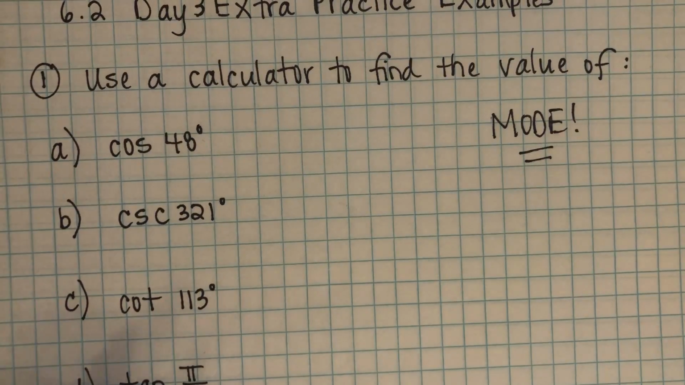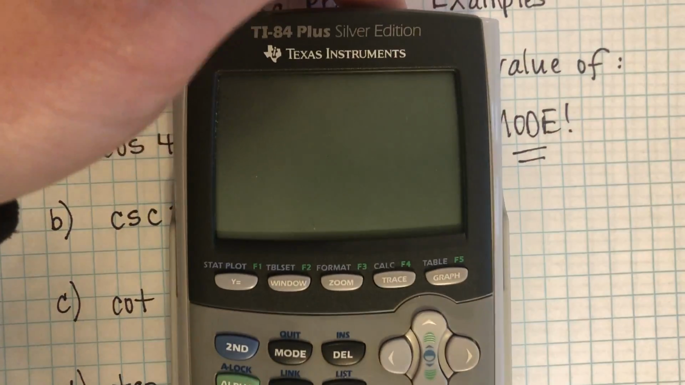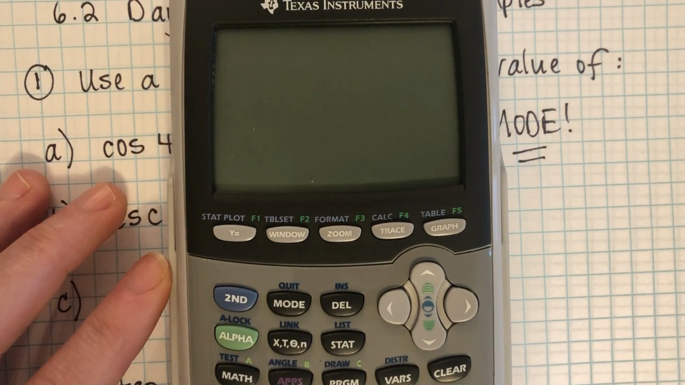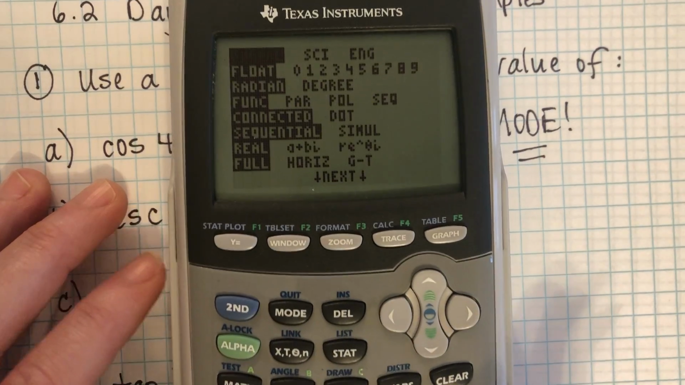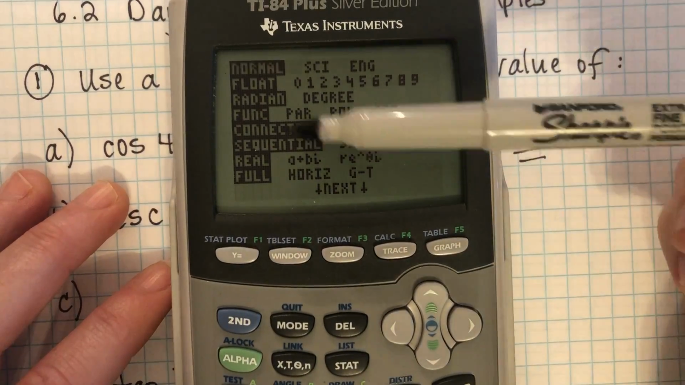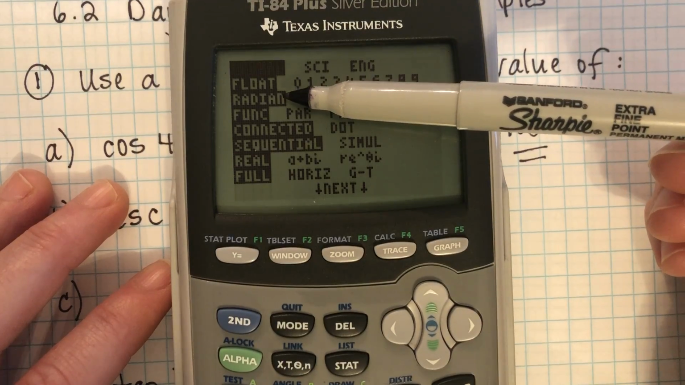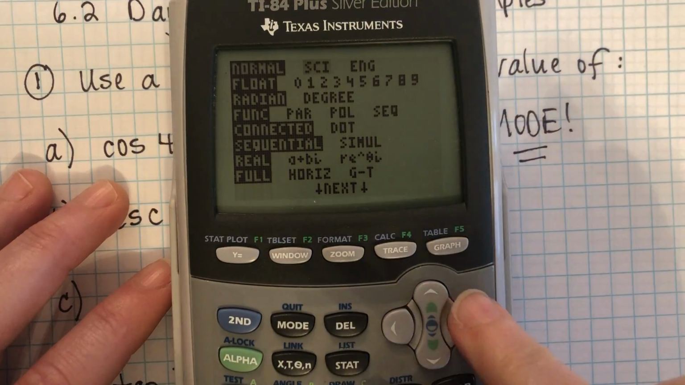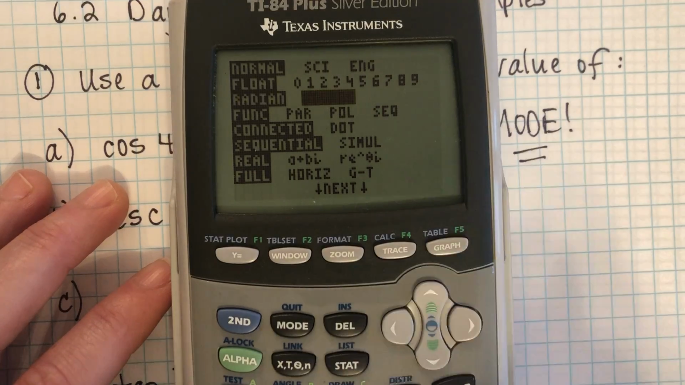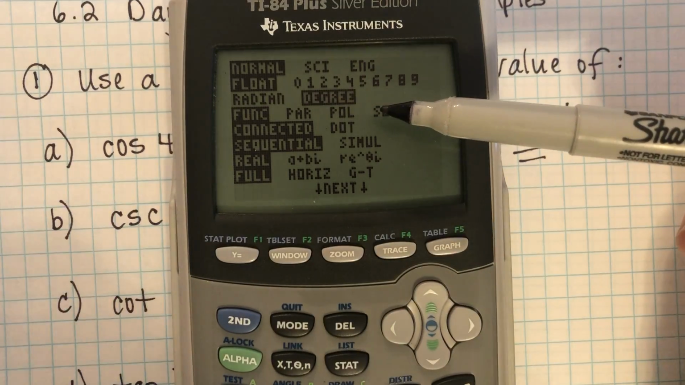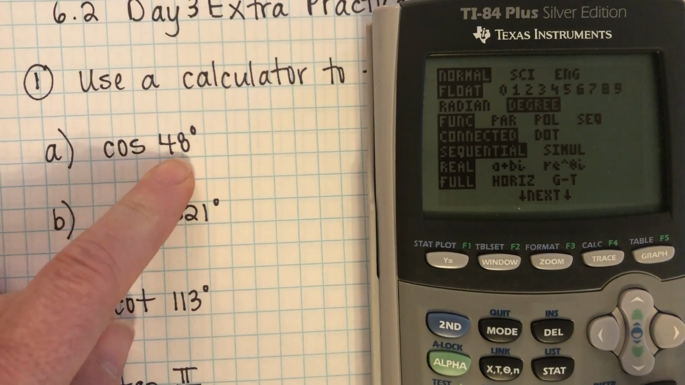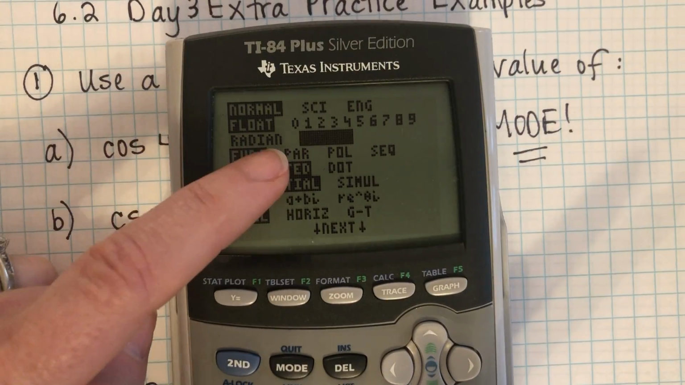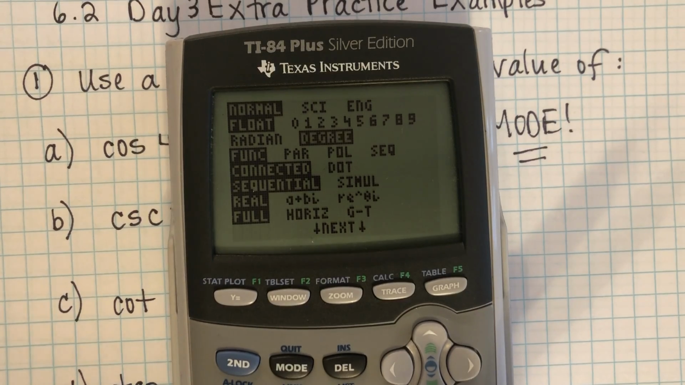So if you're working with a graphing calculator, then you're going to want to go to the mode right here. When you hit mode, it says it's in radians because radians has the black box behind it. But if it had the black box behind degree, then your calculator would be in degree. So technically, if you're going to be asked to find the cosine of a 48-degree angle, you really want your calculator in degrees. Otherwise, you're not in the right unit.